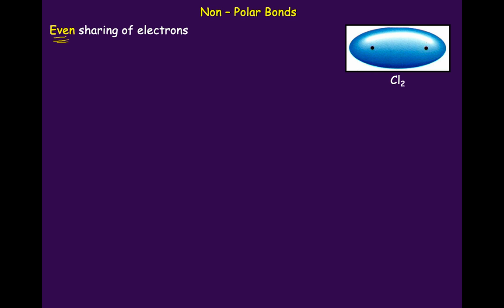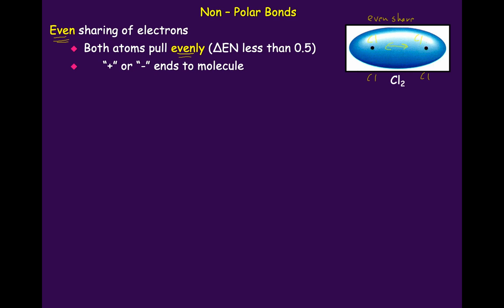There are two types of bonds, polar and non-polar. Let's look at them a little closer. For a non-polar bond, you share electrons, but it's an even sharing. Each chlorine atom shares evenly across chlorine and chlorine, so both atoms pull evenly. You have an electronegativity difference less than 0.5. You have no plus or minus ends to the molecule. A chlorine bonded to a chlorine is a 3.2 and a 3.2. They bond evenly, so this would be an evenly shaped molecule.